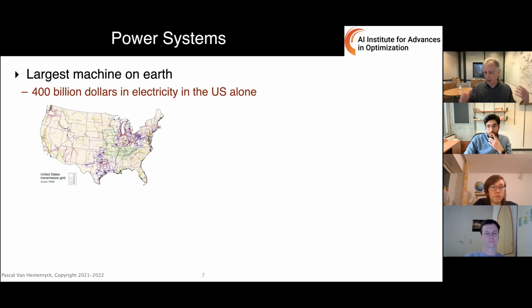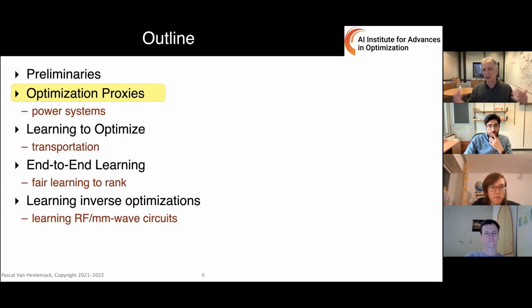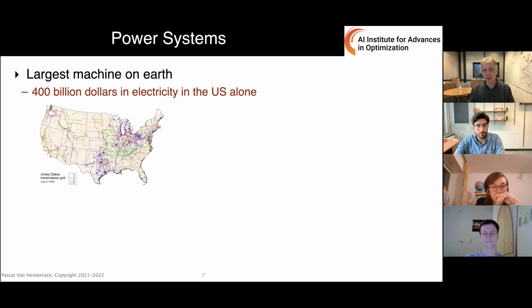And the idea in optimization proxies is to learn the mapping, essentially the mapping of an optimization problem from input to output. This is a nice set of machine learning problems because we have the ground truth, which is very nice. So the data is essentially clean. So I'm going to illustrate that on power systems. The power system is the largest machine on Earth.